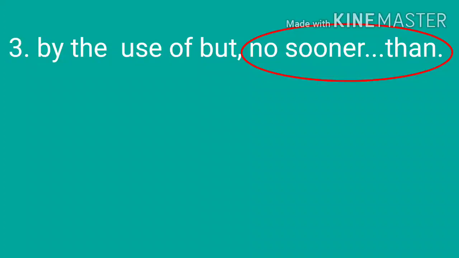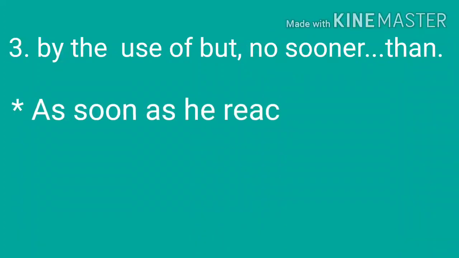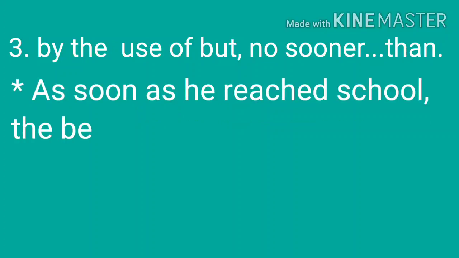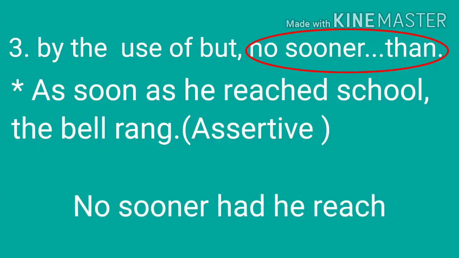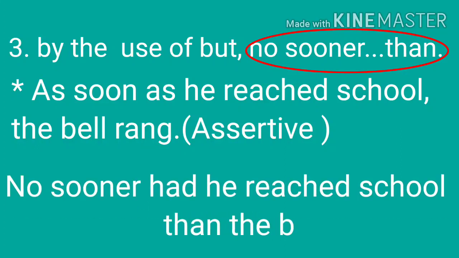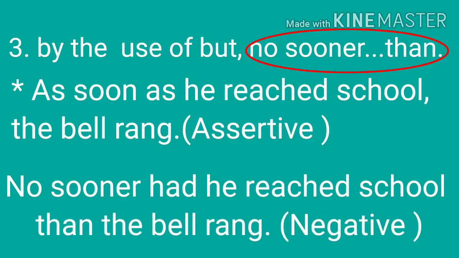Okay, so for example, look at the sentence. "As soon as he reached school, the bell rang" is an assertive sentence. Now we'll change this sentence into a negative one by the use of "no sooner than" in our sentence. So let's see how. "No sooner had he reached school than the bell rang."